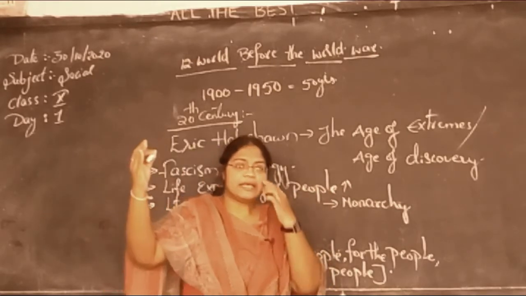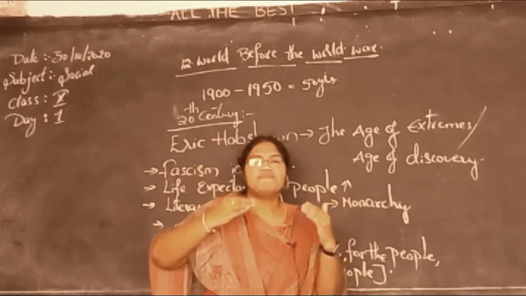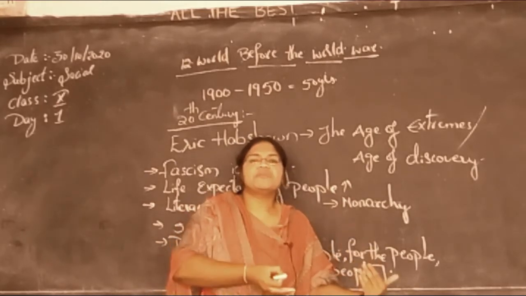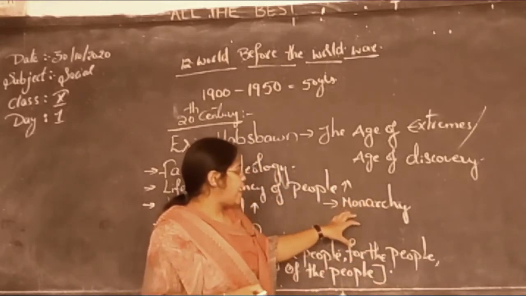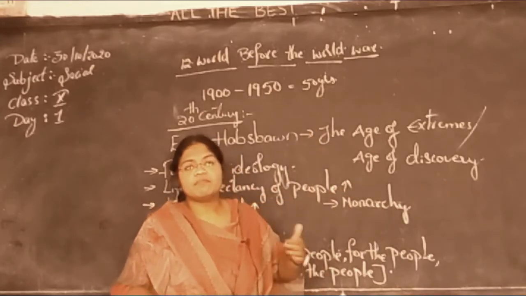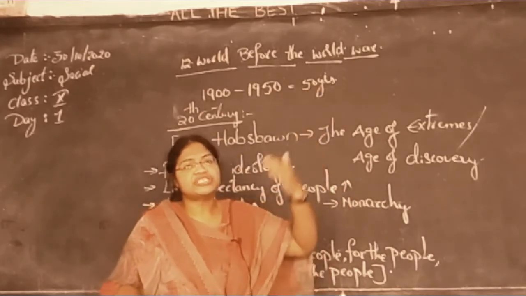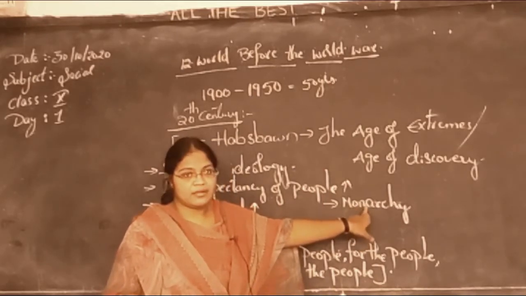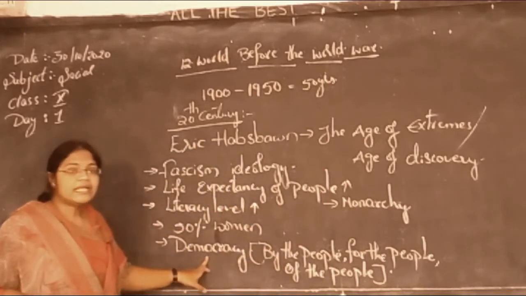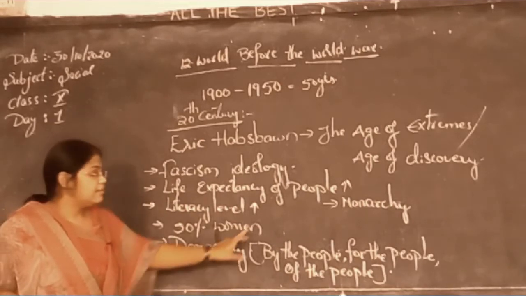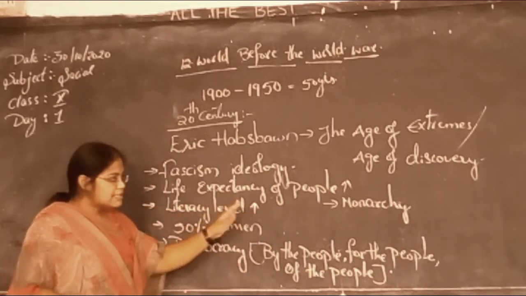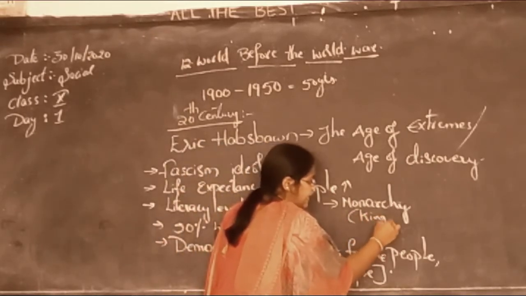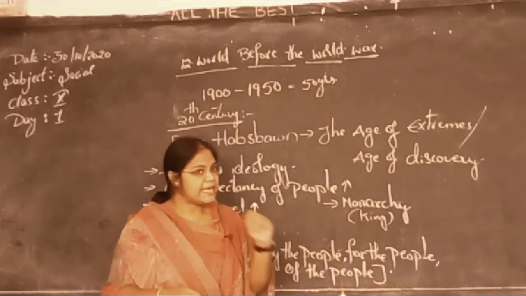It means if the king dies, his son will come to the throne. If he also dies, his son will come to the throne. In this way, the hereditary system continues from generation to generation. That is monarchy, king government. Here, democratic government is people government. Monarchy means king government.